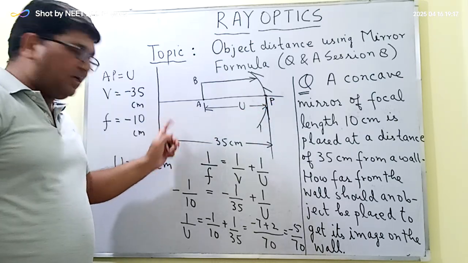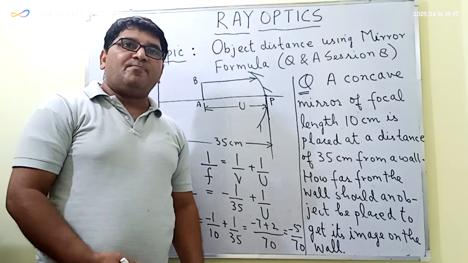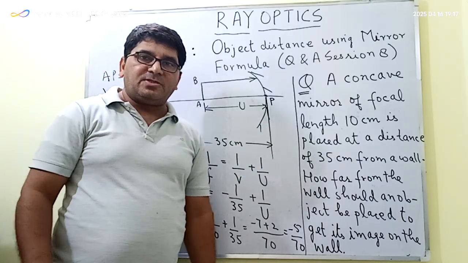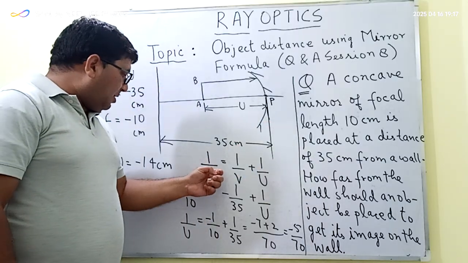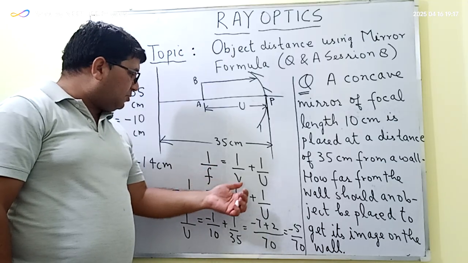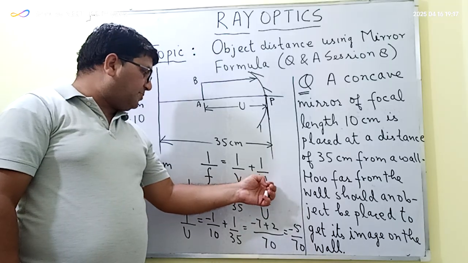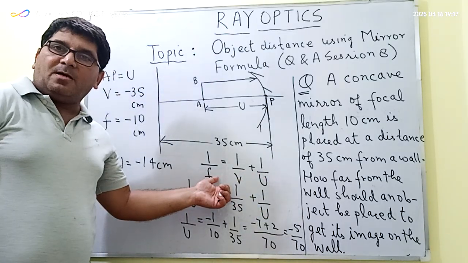So in this question, the most important thing was the correct usage of the sign conventions while using the mirror formula, which is normally used to calculate either the image distance or the object distance or the focal length of the concave mirror.